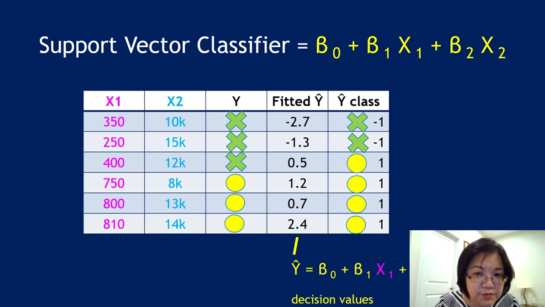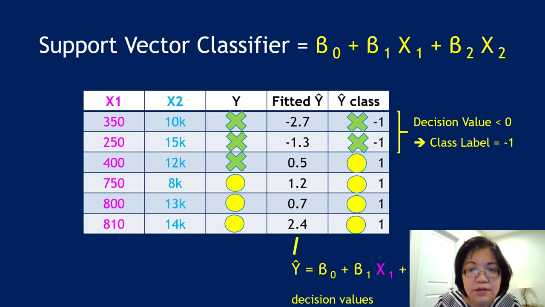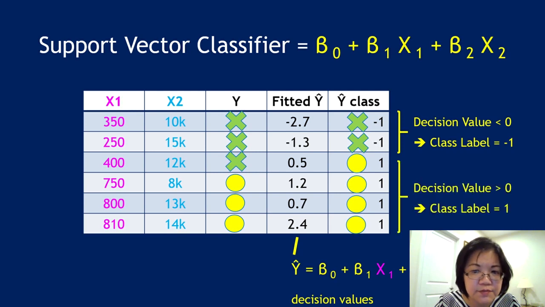So that's our predicted values. The decision value is basically what y hat is. So y hat is called a decision value in the SVM model in R. When the decision value, which is the fitted y value, is less than 0, then we assign the class label of -1. When the decision value is greater than 0, we assign the class label of 1, and this is how class predictions are made.